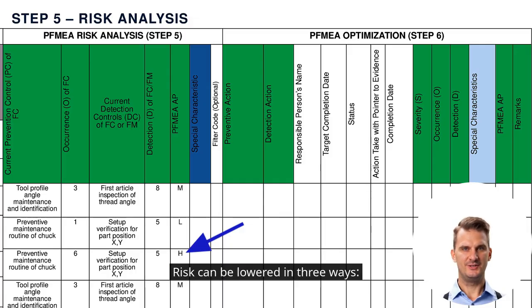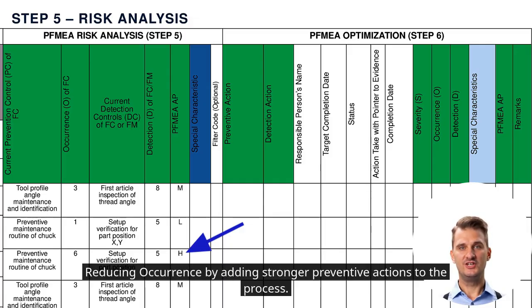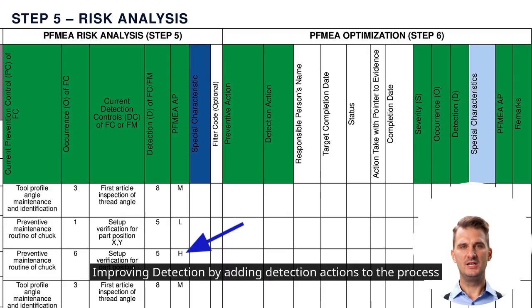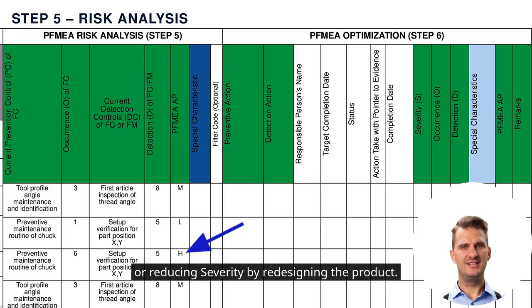Risk can be lowered in 3 ways. Reducing occurrence by adding stronger preventive actions to the process. Improving detection by adding detection actions to the process. Or reducing severity by redesigning the product.